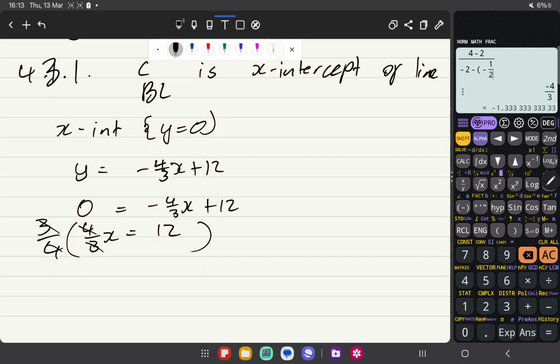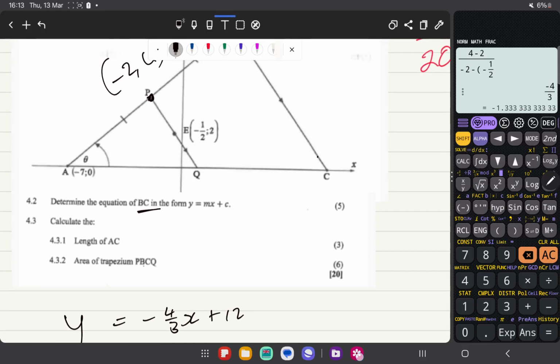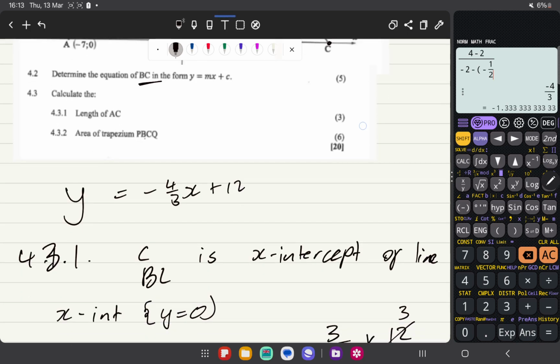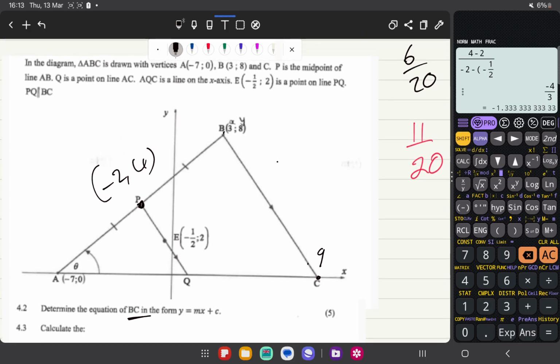These cancel, right? So I have x on this side, and then 3 over 4 multiplied by 12, so this cancels and we have 3 times 3, that's 9. So the value here is 9. Now for me to find the length, I'm just gonna say something easy. From here to here, that's 9. From here to here, that's 7. 7 plus 9, that is 16 units.